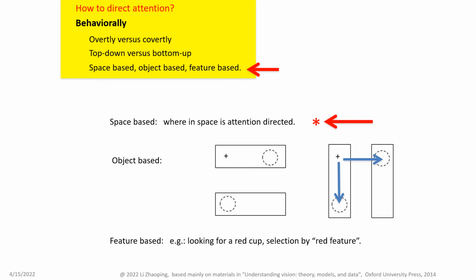In feature-based attention, your attention can be guided by a top-down feature. For example, if you're looking for a red cup, you are selecting by the red feature. So all red-colored inputs are preferentially processed. However, bottom-up guidance operates only through space-based attention.